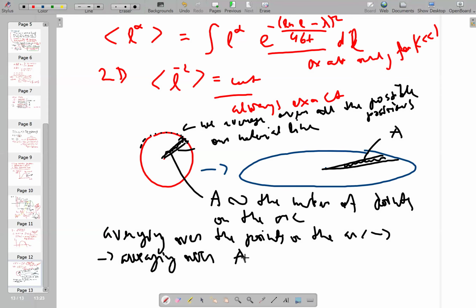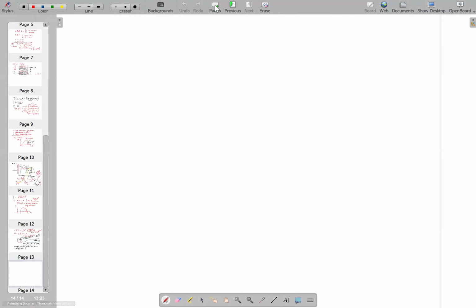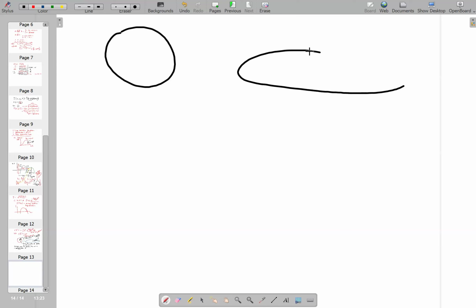Now let me take a new screen, maybe it's much better now. So once again, we have a circle like that here. We have a long ellipsoid like that here. And then here is our initial segment, and here is our final segment. Now we want to average the length L, and averaging will be performed by integration over angle.